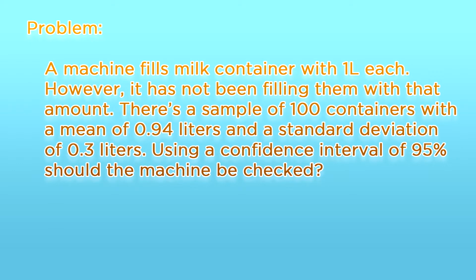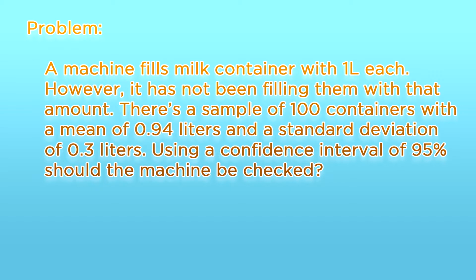Okay, so I'm going to explain the second example, which is a machine that fills milk containers with 1 liter each. However, it has not been filling them with that amount. There's a sample of 100 containers with a mean of 0.94 liters and a standard deviation of 0.3 liters. Using a confidence interval of 95%, should the machine be checked?